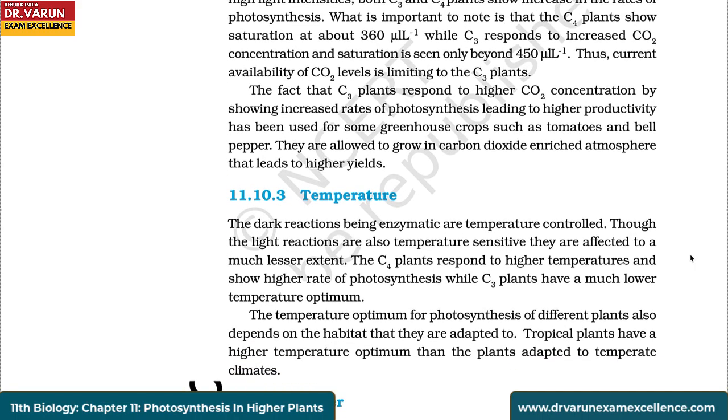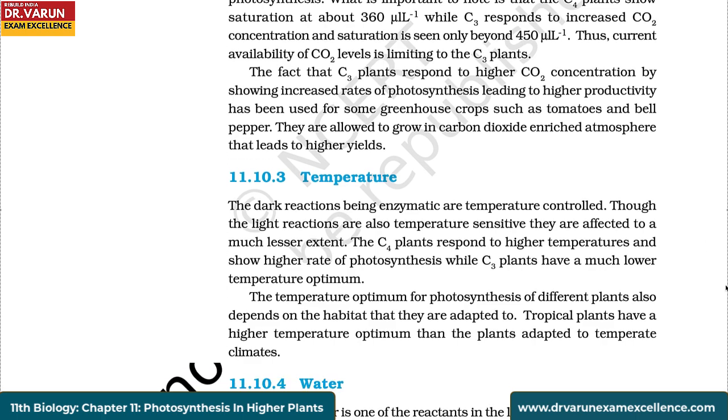The fact that C3 plants respond to higher carbon dioxide concentration by showing increased rates of photosynthesis leading to higher productivity has been used for some greenhouse crops such as tomatoes and bell pepper. They are allowed to grow in carbon dioxide enriched atmosphere that leads to higher yields.